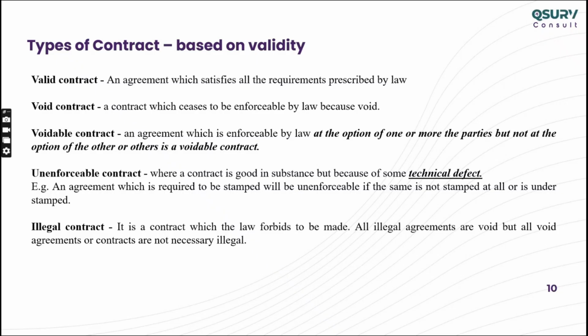Legally valid, no illegal objective, proper offer, proper capacity, everything is there. But there is some technical defect. That means in that country, for it to be valid, there should be a stamp. If the stamping is not done, it's called an unenforceable contract. Technical defects only, but again, parties can decide that. Even a contract which is not stamped, if you go to the court, they will ask whether you want to stamp it or not, whether you want to make it valid or leave it unenforceable.